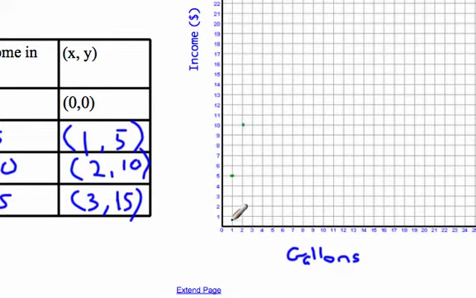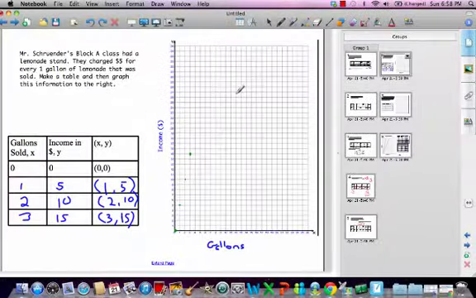Of course, I can't forget 0, 0. If we don't sell any gallons, we don't make any money. That's pretty simple, right? 3 gallons would be $15, and I could keep going with this. I'm going to stop it right there.